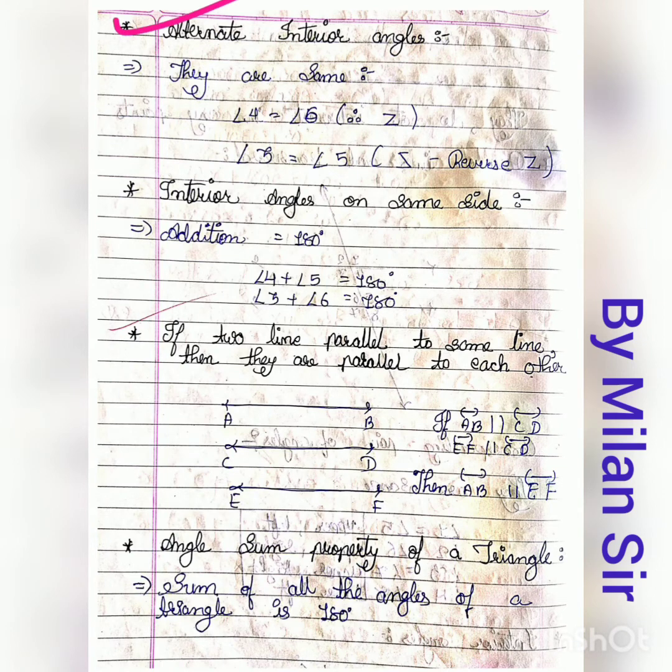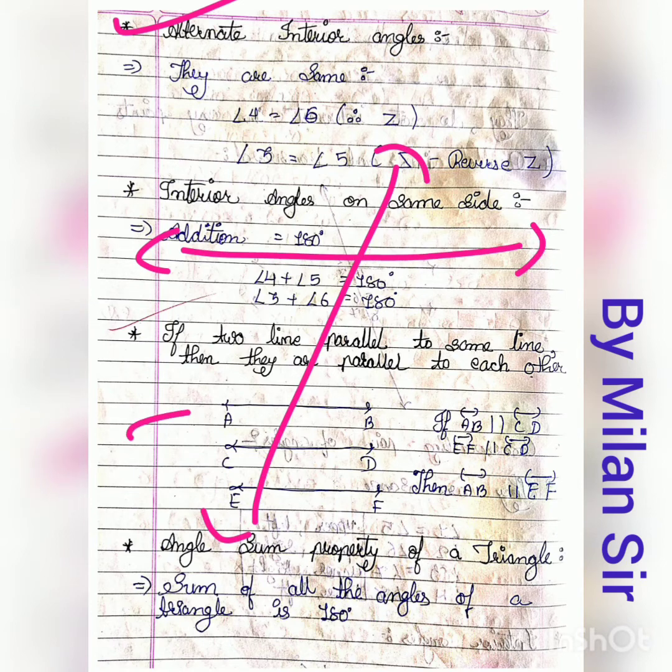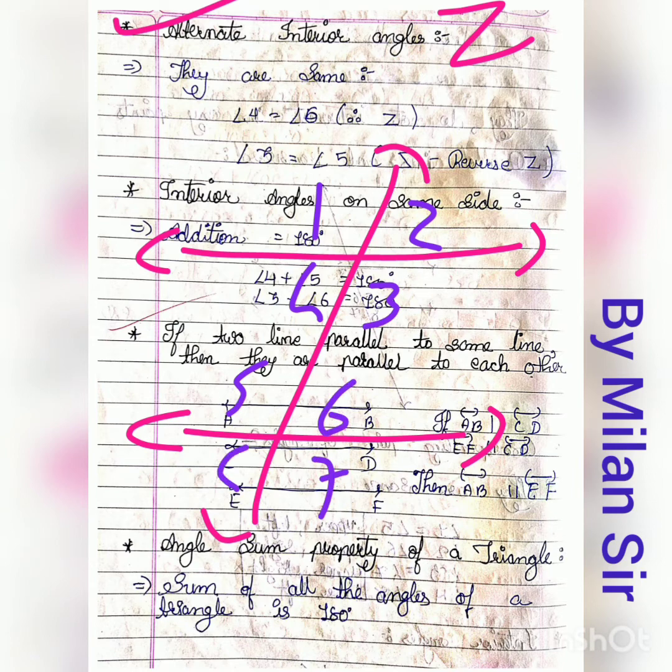Now alternate interior angles. Alternate interior angles form a Z shape. Here 1, 2, 3, 4, 5, 6, 7 and 8. Angle 4 and 6 both are called alternate interior angles, and alternate interior angles are same.